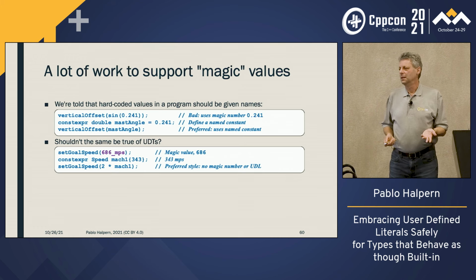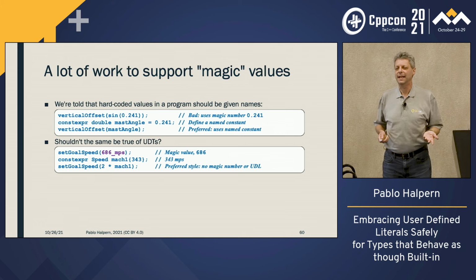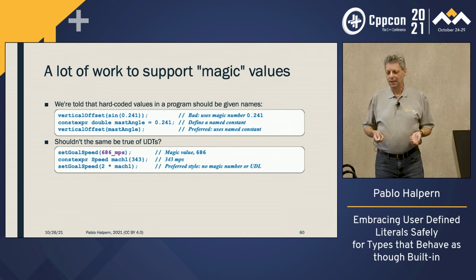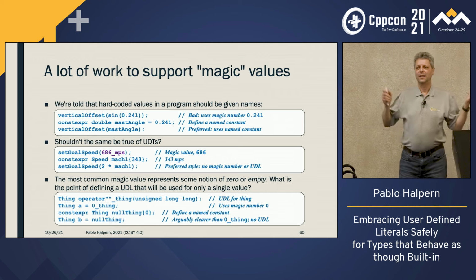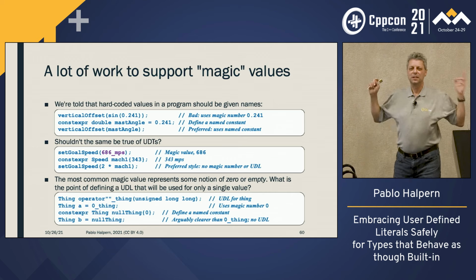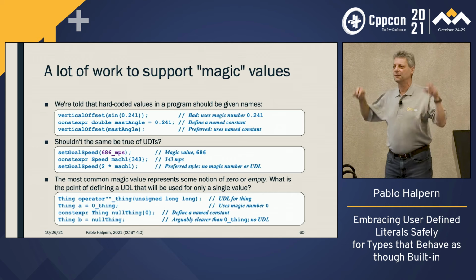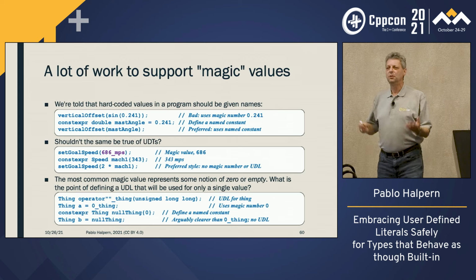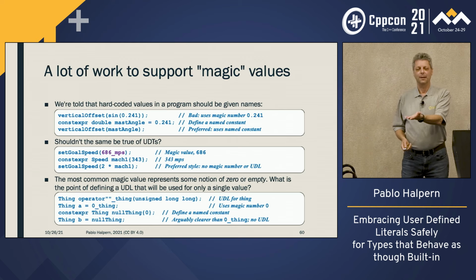Why do we need user-defined literals if most of the time we're just going to give these constants names anyway? The most common use of a constant in a program is for 0, or the empty string, or for the null value or something like that. Do you really need a UDL just to be able to say 0_thing instead of giving it a name like null thing?